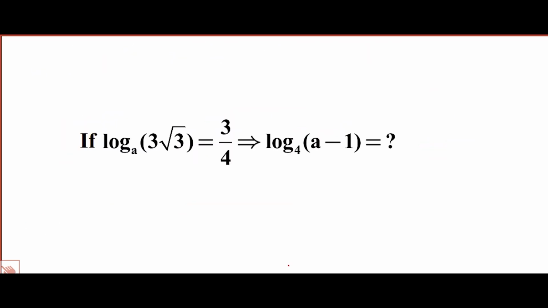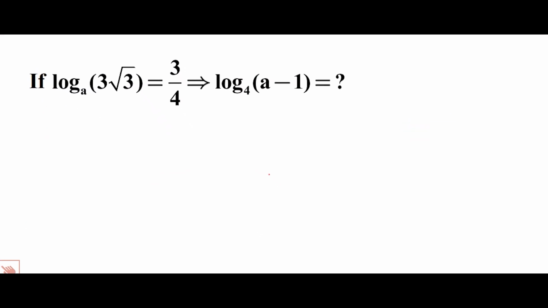Now let's solve the second problem. If log base a of 3 times the square root of 3 equals 3 over 4, what is the value of log base 4 of a minus 1? First, let's rewrite the logarithmic equation in exponential form. As you know, when log base a of b equals c, b equals a to the power of c.